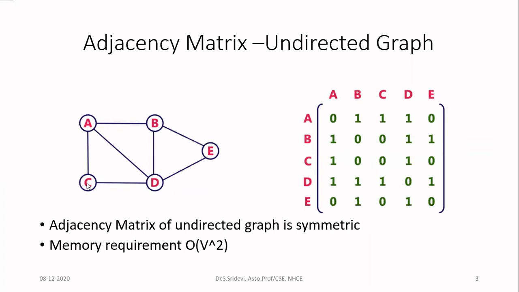Now let us consider the node C. Node C is connected to two nodes, A and D. So start from the row C. Wherever you have A and D, in that particular column you write 1. In the remaining columns you can write 0. Likewise, you have to fill all the remaining rows of your adjacency matrix.